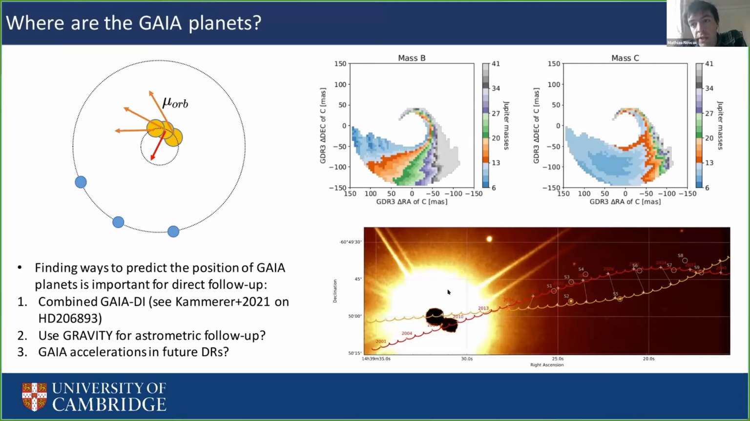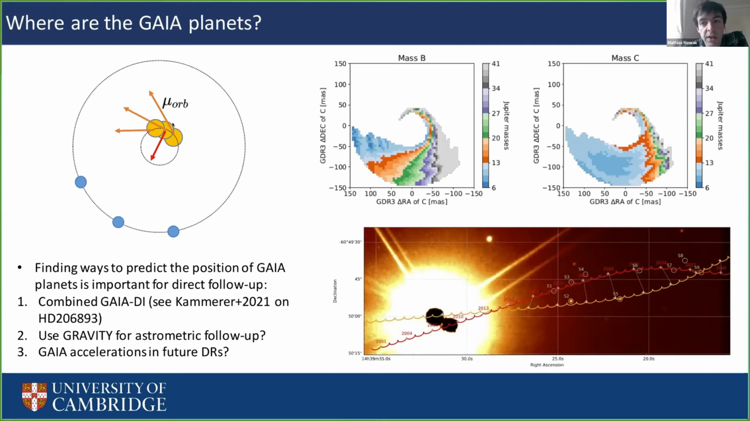Another method using a purely astrometric approach would be to follow up on Gaia candidates with something like GRAVITY. It would be difficult actually to set up an astrometric search for planets with GRAVITY because it would be very time consuming to do the astrometric monitoring of many stars. But if you know that there are candidates around a star and you just want to determine their location, then maybe a couple of high precision astrometric points with GRAVITY could help you to determine the reflex motion and thus the location of the planet.